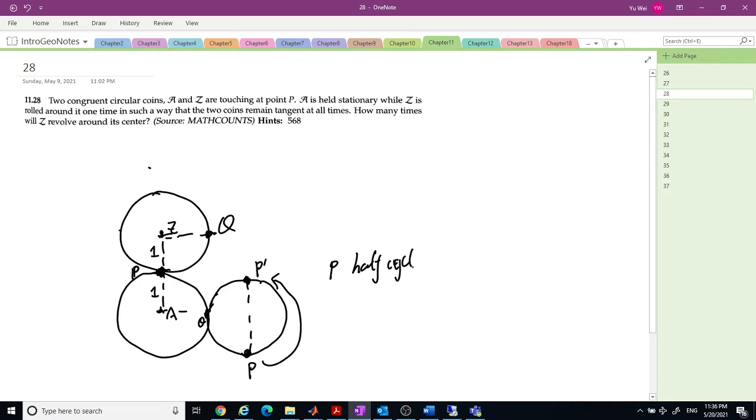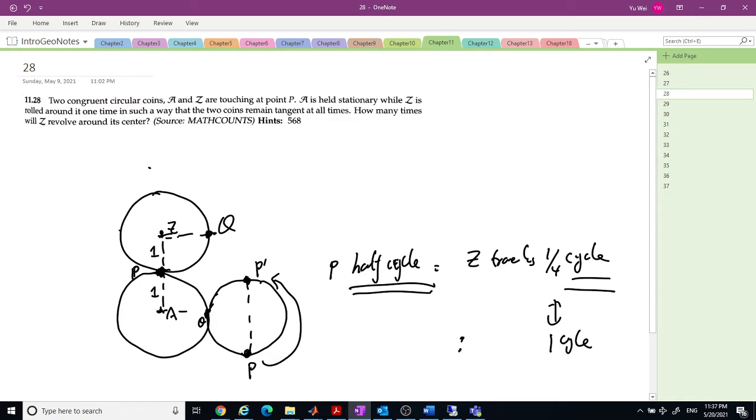half cycle. Okay, when the Z travels a quarter cycle, right? That means because the Z needs to travel one cycle finally, then the P needs to travel 2 cycles, right? So this one, the answer is 2.